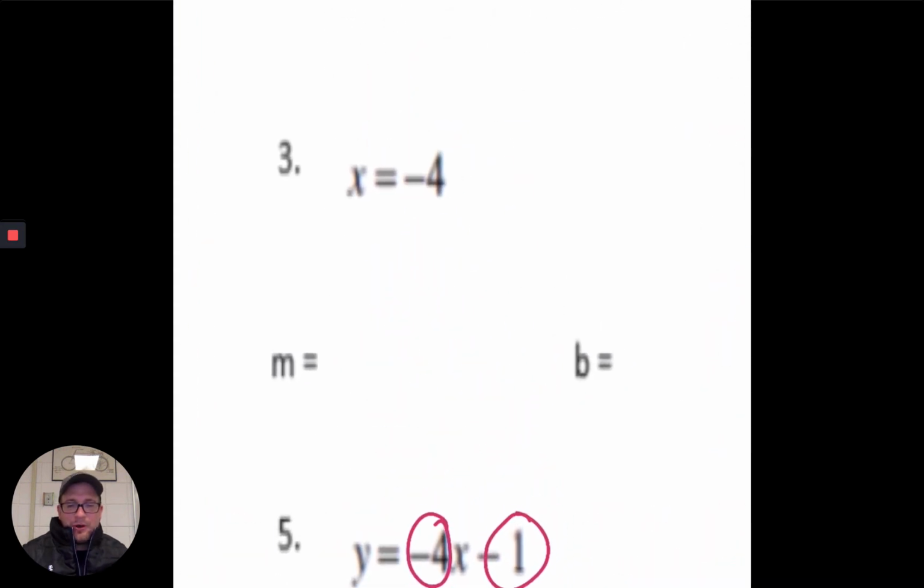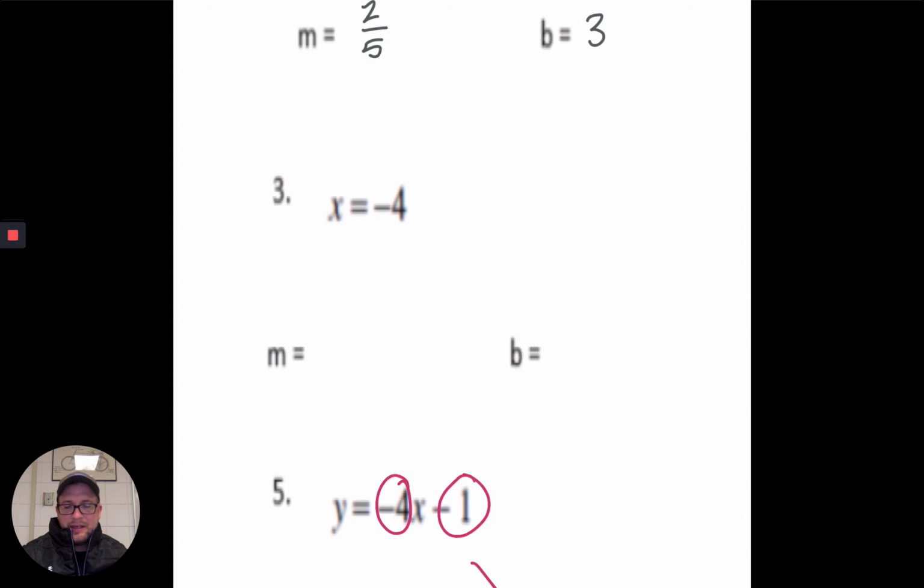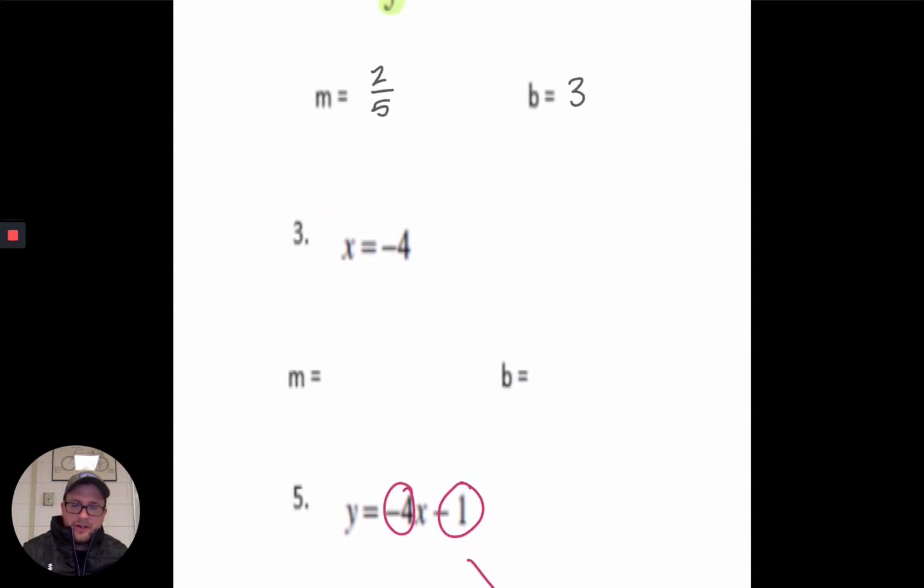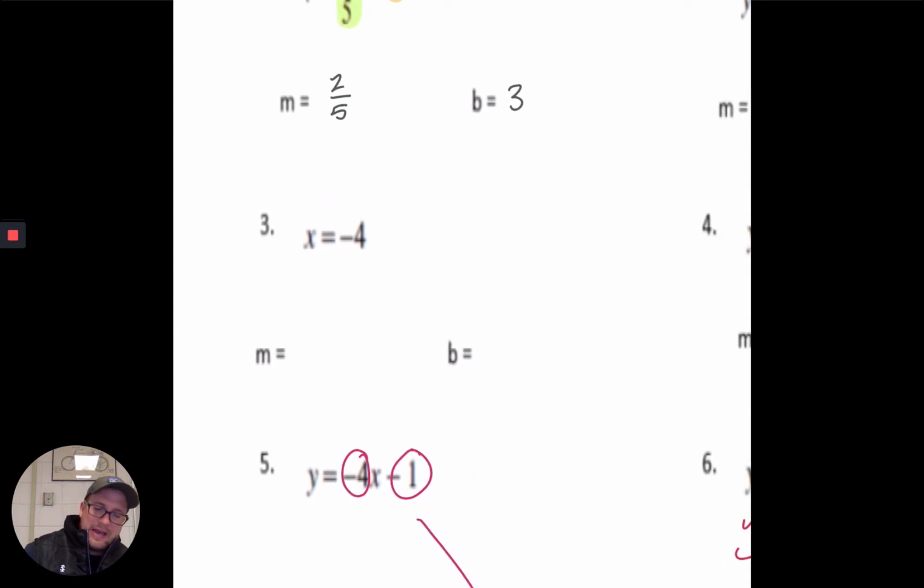Oh, last problem. This one is tricky, guys. This one, let me tell you about this one. This one is actually a vertical line. You wouldn't know this yet, and that's okay, but we're going to discuss it briefly right now.